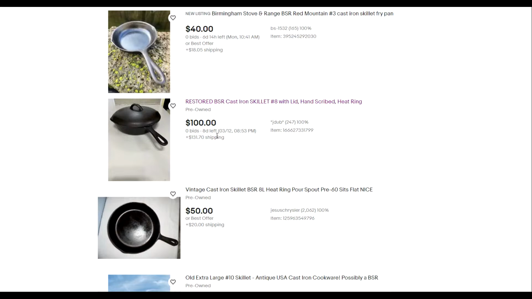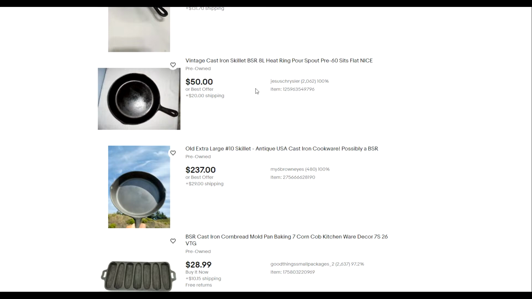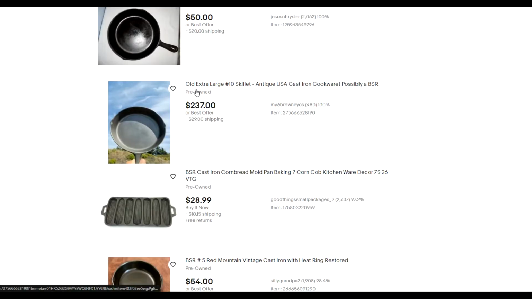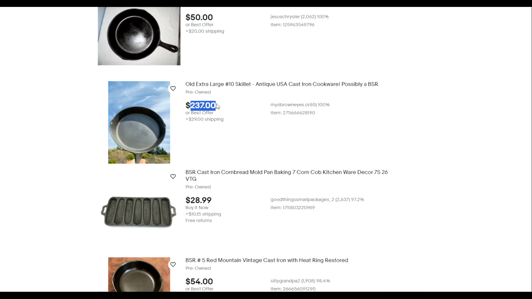This is an interesting piece. I will grant them that. Not interesting enough to pay $231 though. An old extra large number 10 skillet. Possibly a BSNR. Holy cow! $237? Oh, man. And this guy doesn't even know what it is.